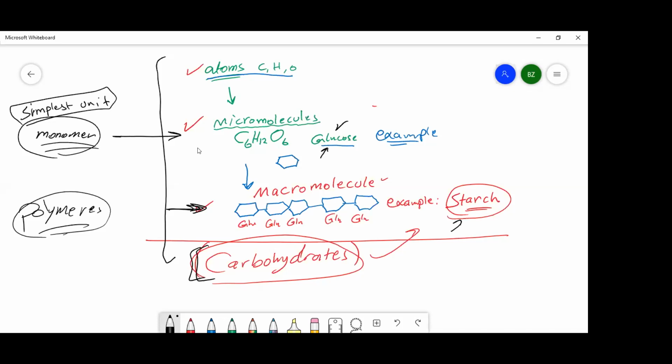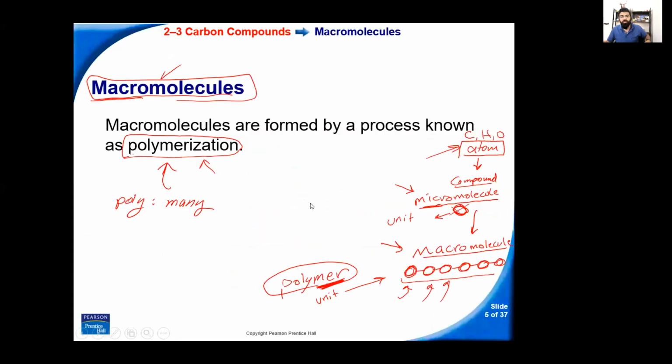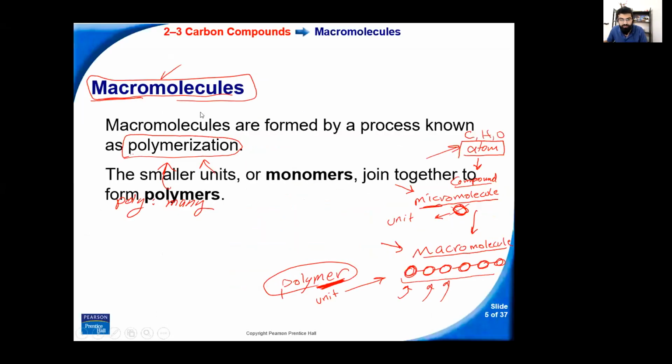Okay, guys, let's go back to the slides to continue our idea. By the way, we have 3 minutes. After 2 minutes, we will disconnect and connect again. So you got what the macromolecules are. Sorry, give me a second.